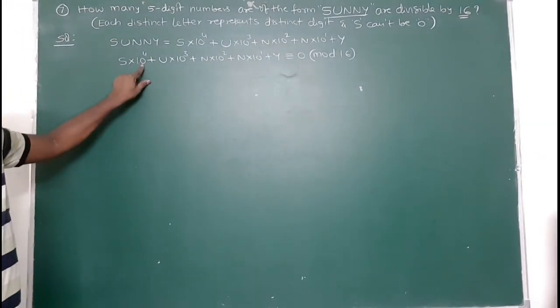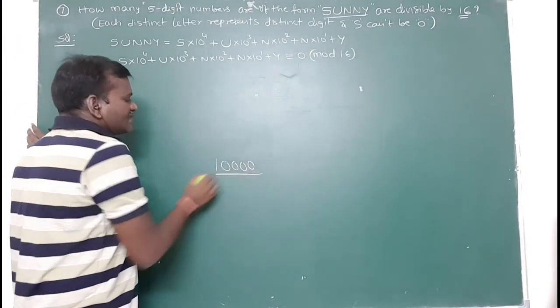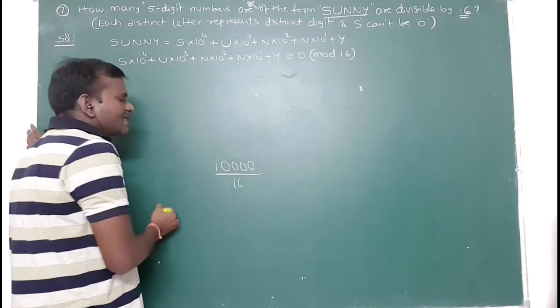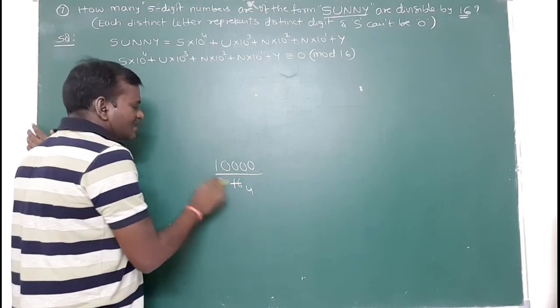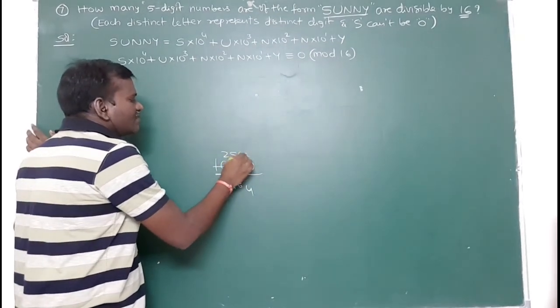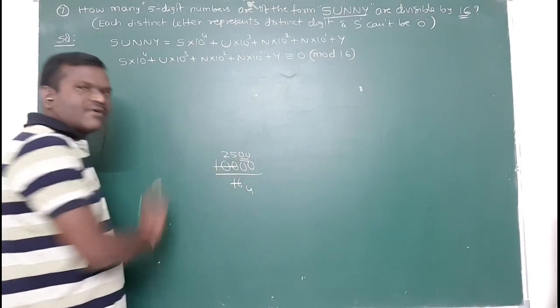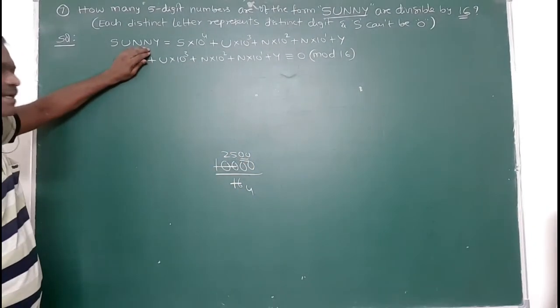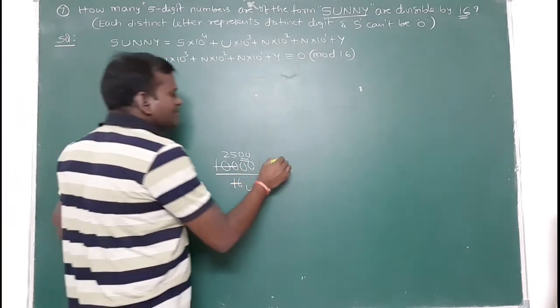Here 10 power 4 means 10,000. When 10,000 is divided by 16, how many times will it go? 4 fours are 16, and 2500 times it will go, so it is exactly divisible. The last two digits are 0, 0, so it is exactly divisible by 4. So this term will be eliminated; the remainder is 0 here.